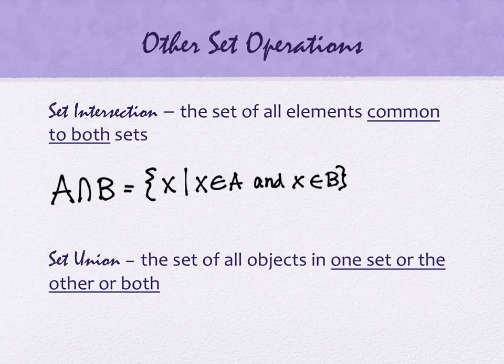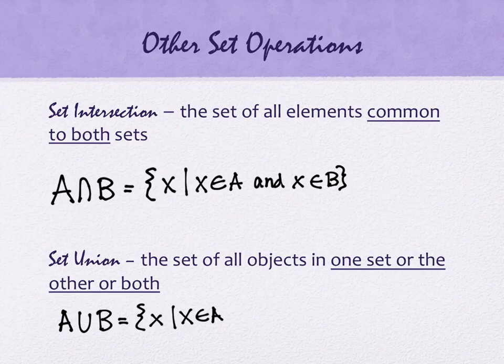The set union is the set of objects that's in one set or the other or both. The union symbol actually looks like a U, which is very friendly. It's the set of all x such that x is in set A or x is in set B. The understood piece that we never write down, because the word or is the inclusive or, is that this means or both. So it could be in both and still fit in this description.